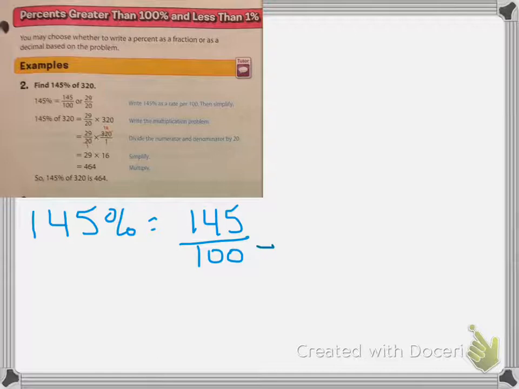So the first thing you need to do is do 145 per 100, which I've done here for you, because 145% literally means 145 per 100. Then you're going to want to simplify that. So simplify it by dividing that out, and you get 29/20.